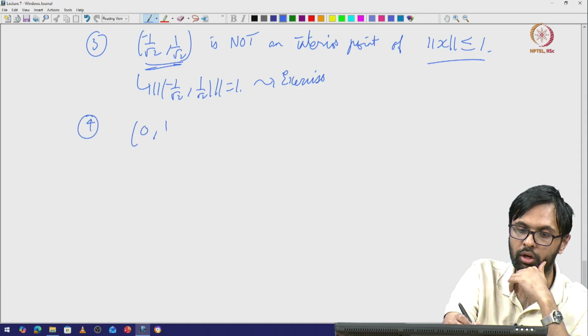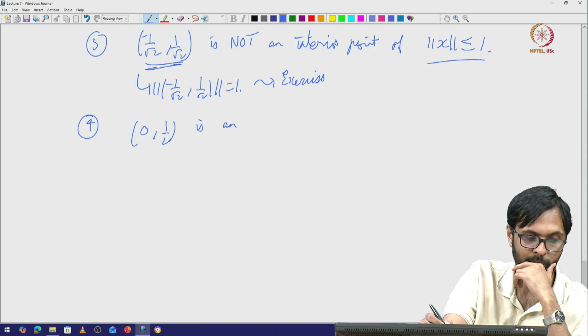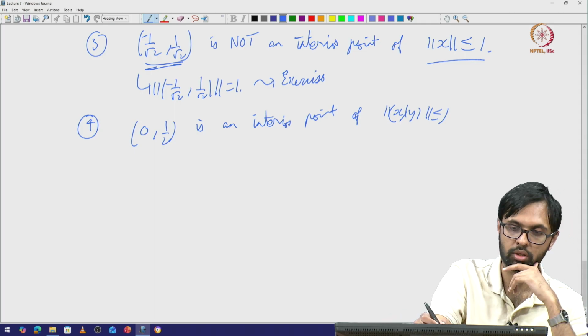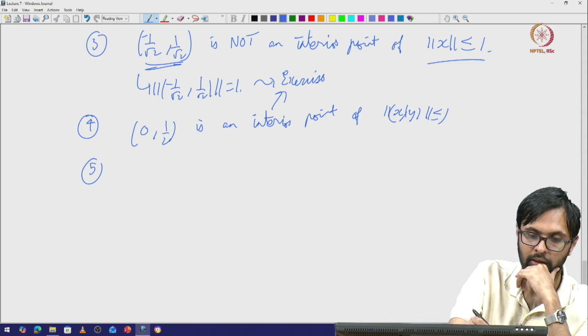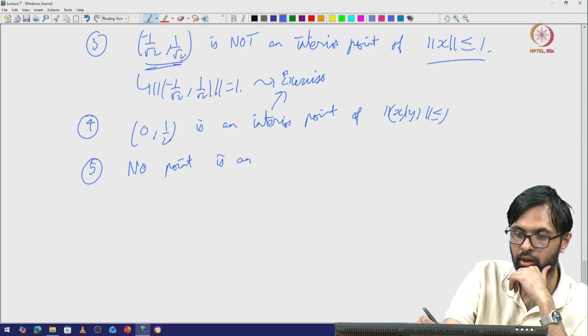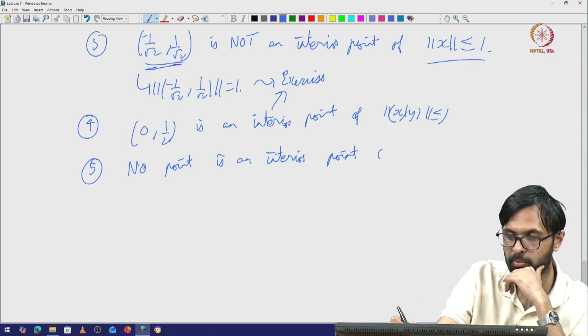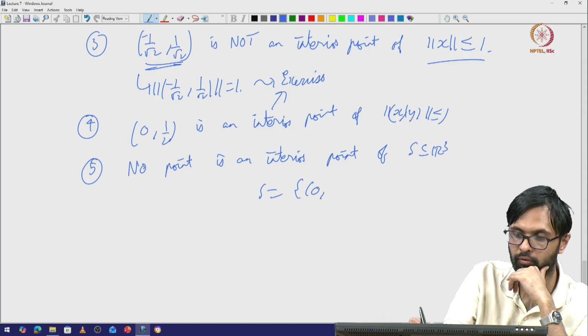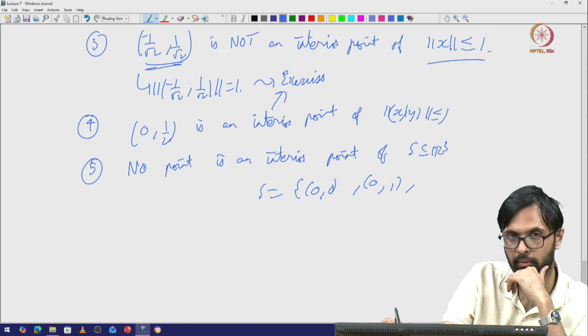On the other hand, if you take (0, 1/2), it is an interior point of this set, norm of (x, y) is less than or equal to 1. So think about that. This is also an exercise. No point is an interior point of this particular subset of R2, which is defined as a bunch of finitely many points, let's say.